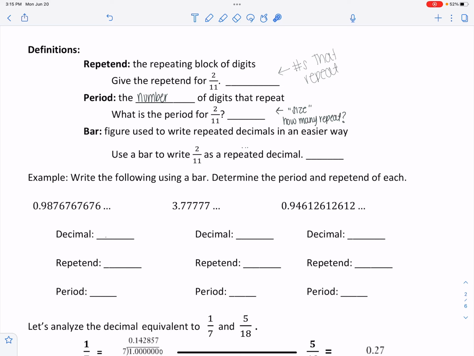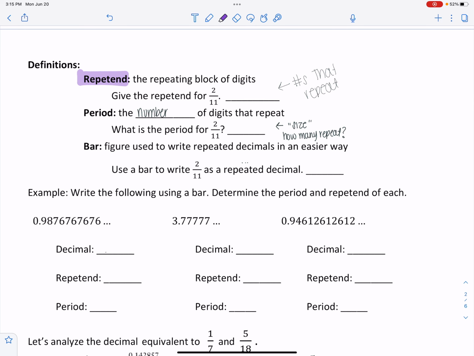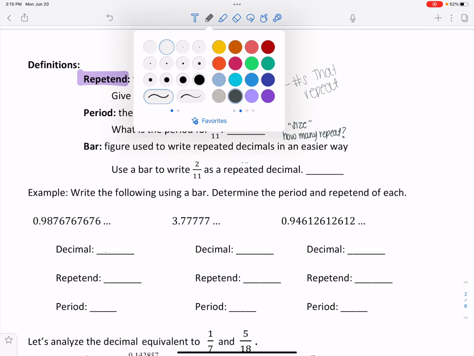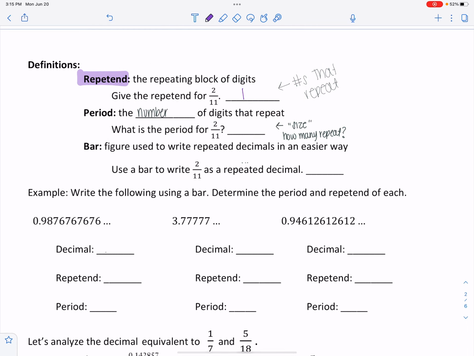Right, so we are continuing looking at repeating decimals with a few definitions. The first definition is the repetend. The repetend is going to be the repeating blocks of the digit. Essentially what that means is the numbers that repeat. So going back to that fraction I saw in the last video, 2 over 11, 0.18181818, the numbers that repeat are going to be a 1 and an 8. And so those are the digits that repeat, the repetend.